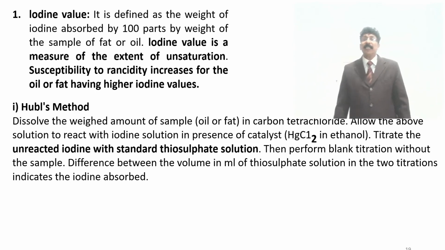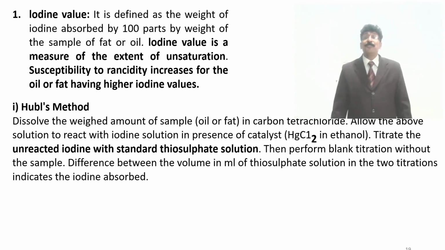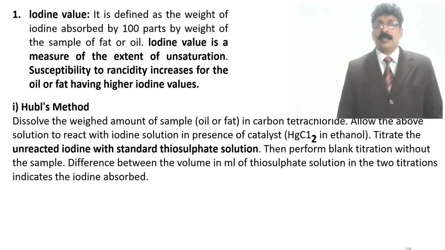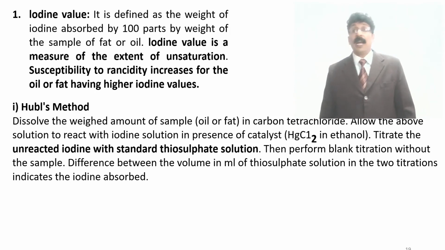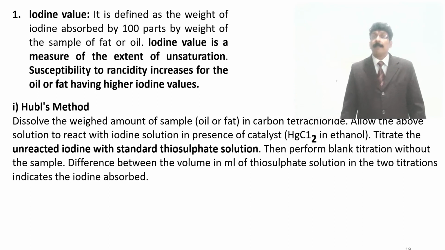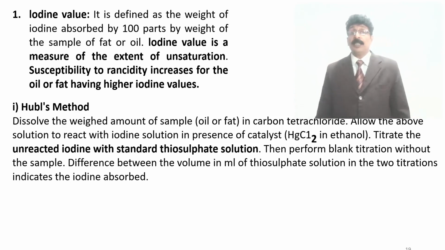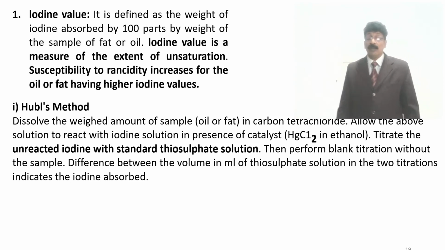In Hubl's method for iodine value, dissolve a weighed amount of sample oil or fat in carbon tetrachloride, and allow the solution to react with iodine solution in the presence of the catalyst mercuric chloride in ethanol. Actually, iodine solution is written very simply, but you should prepare it in molar terms, usually 0.05 molar. That is why we use the formula. The molecular weight of iodine plays a major role in the calculation, so first you should know the molecular weight of iodine.